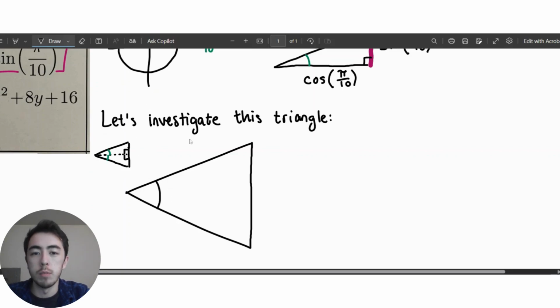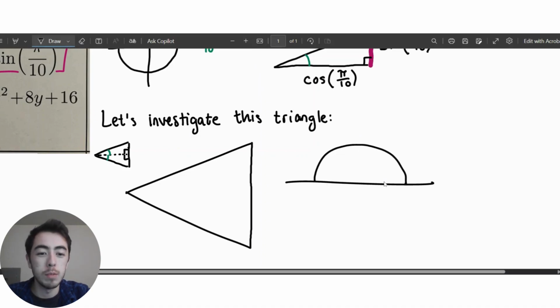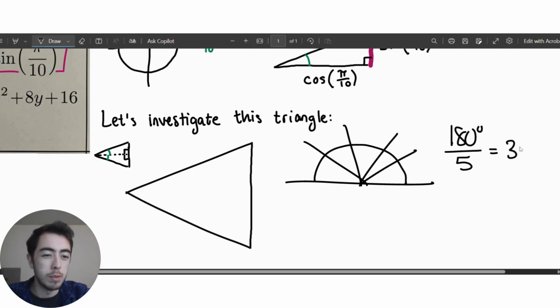This angle is going to be twice pi over 10. In other words, it's pi over 5. Or in other words, if you want it in degrees, it's going to be a fifth of a semicircle. 1, 2, 3, 4, 5. And so if it shares 180 degrees across 5 segments, that's going to be 36 degrees. So why not? We can use degrees for a sec. This angle right here is going to be 36 degrees.